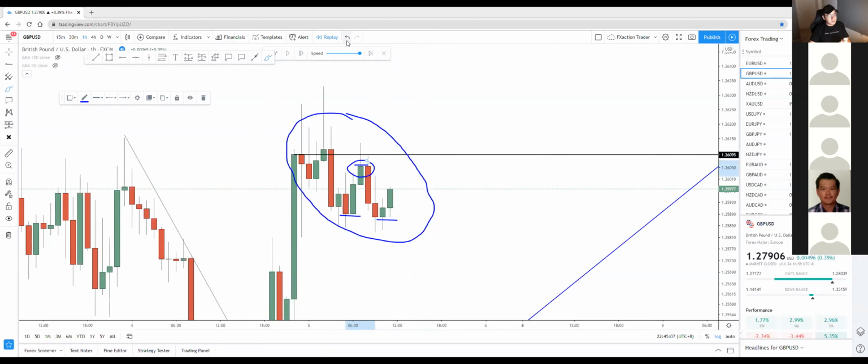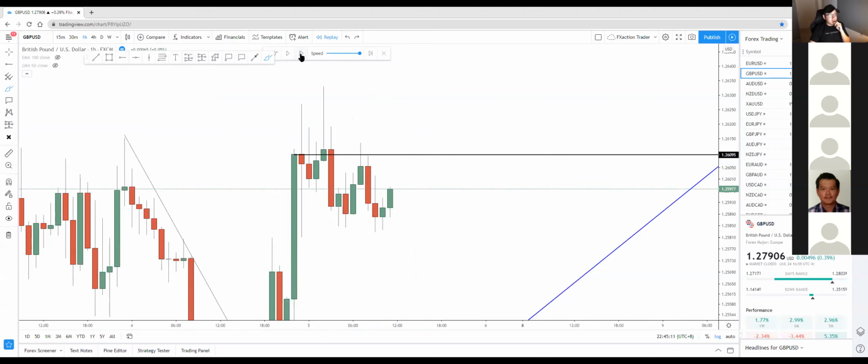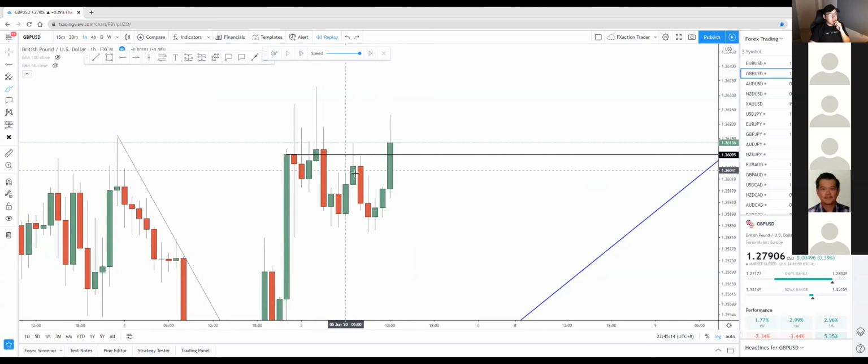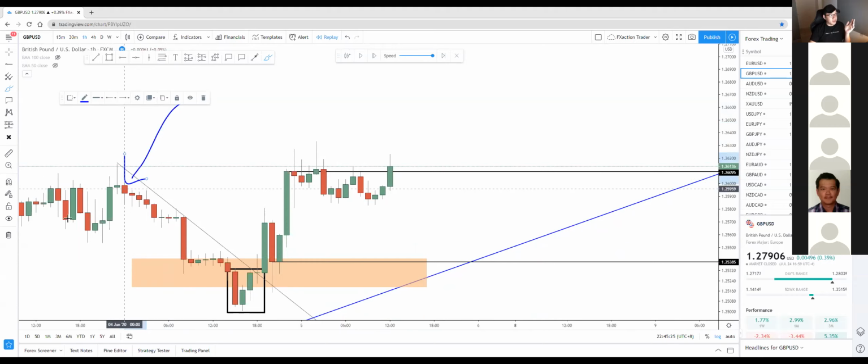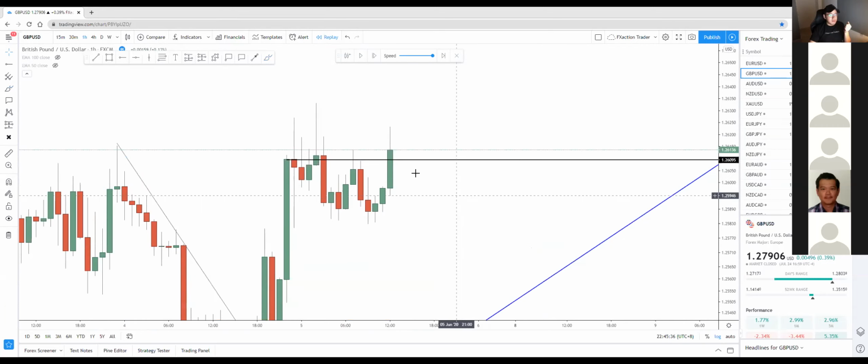We need market to break out this lower high. So we wait for market to show us more evidence. This lower high was broken. And if you look back to the left, I'm not asking you to look back at this area. We just look at what market did before the breakout. Before the breakout, market retested this area.